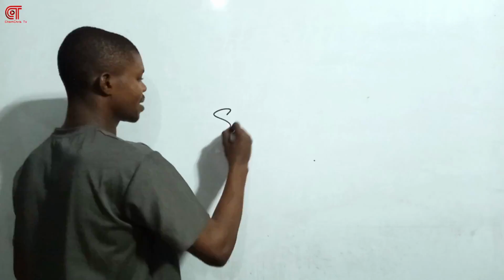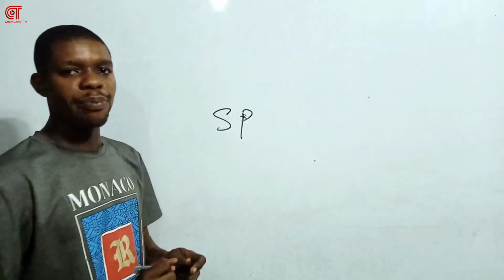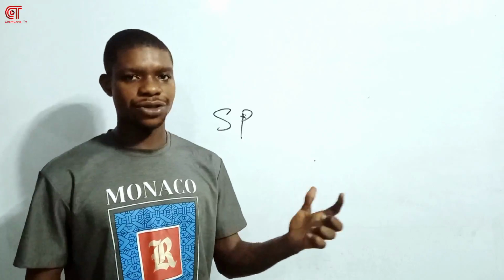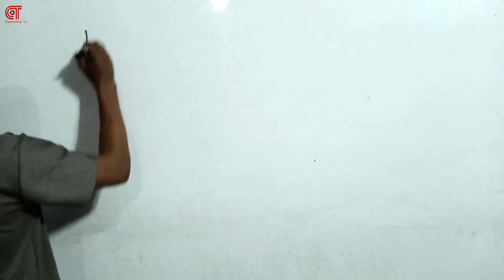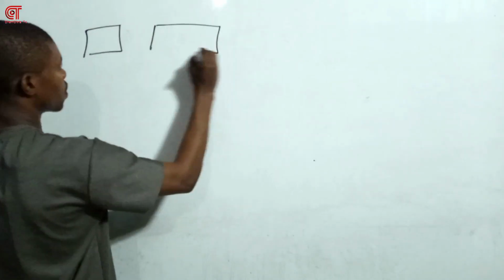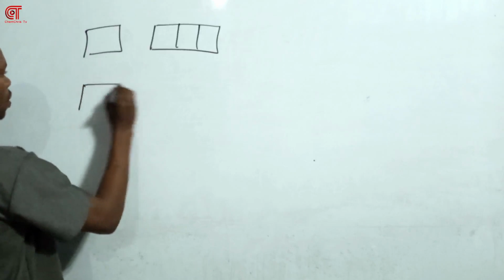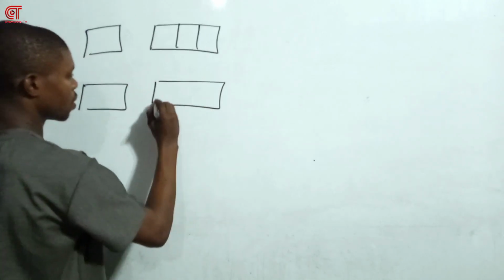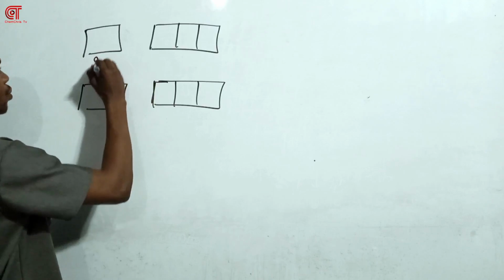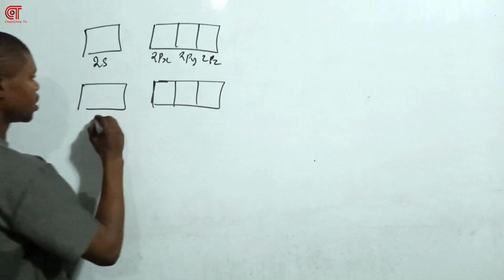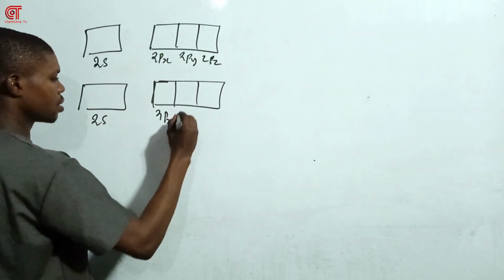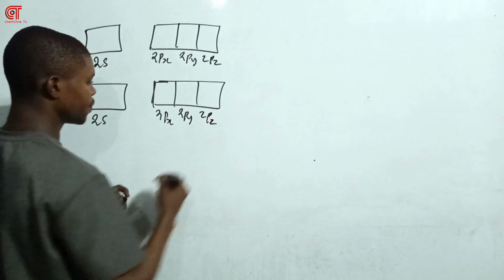Let's talk about the sp hybridization. Now, in the sp hybridization, as the word implies, S and P, carbon makes use of two valence electrons for bonding out of the four valence electrons. So we have 2s, 2px, 2py, and 2pz.